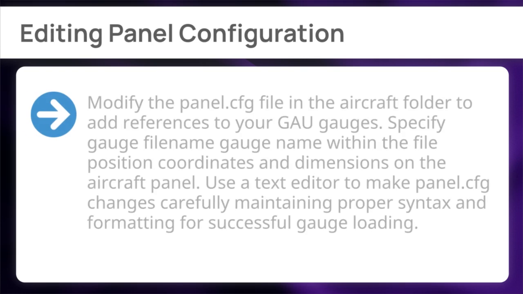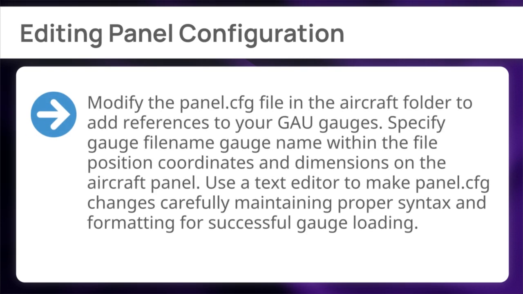Next, editing panel configuration. Modify the panel.cfg file in the aircraft folder to add references to your GAU gauges. Specify gauge file name, gauge name within the file, position, coordinates and dimensions on the aircraft panel. Use a text editor to make panel.cfg changes, carefully maintaining proper syntax and formatting for successful gauge loading.